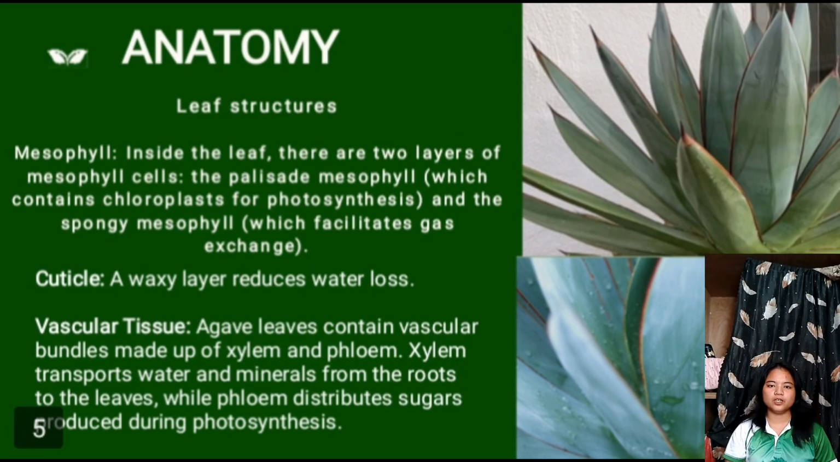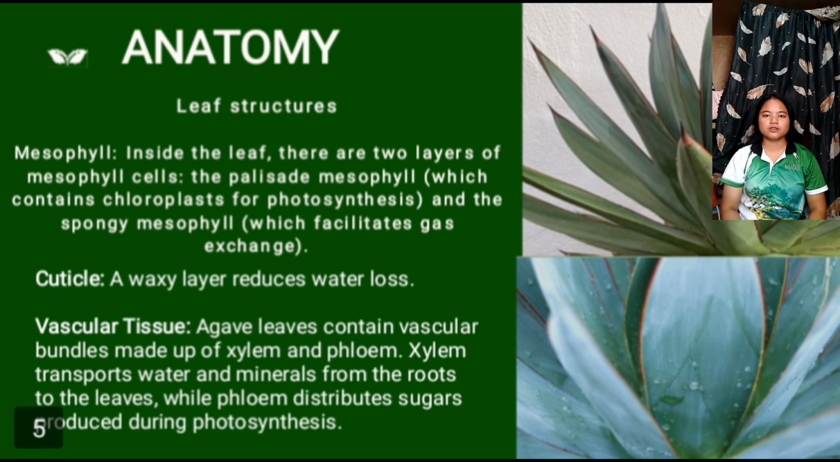The plant morphology and anatomy. Leaf structures. Mesophyll: inside the leaf, there are two layers of mesophyll. The palisade mesophyll contains chloroplasts for photosynthesis, then the spongy mesophyll facilitates gas exchange. The cuticle's purpose is to reduce water loss. Then vascular tissue contains vascular bundles made up of xylem and phloem.